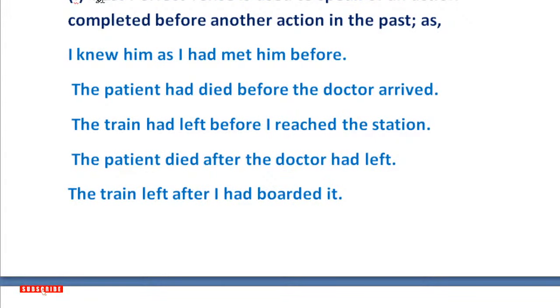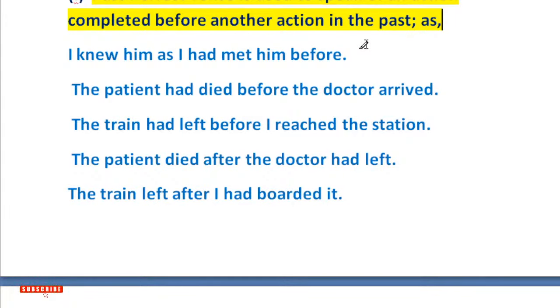So let us see. Past perfect tense is used to speak of an action completed before another action in the past. When two actions are taking place in the past, then past perfect tense is used to speak of the action that takes place first.